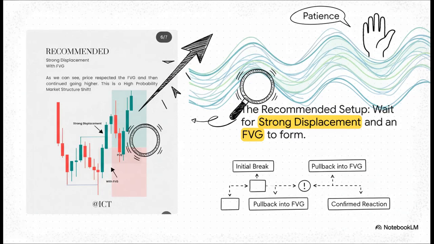So what's the better way? What's the high probability play? It all comes down to patience. Here, we see the shift happen with strong displacement. This powerful move creates a clear, obvious fair value gap. The high probability entry isn't on that initial break. It's on the pullback into that FVG. You're trading the confirmed reaction, not just gambling on a prediction.